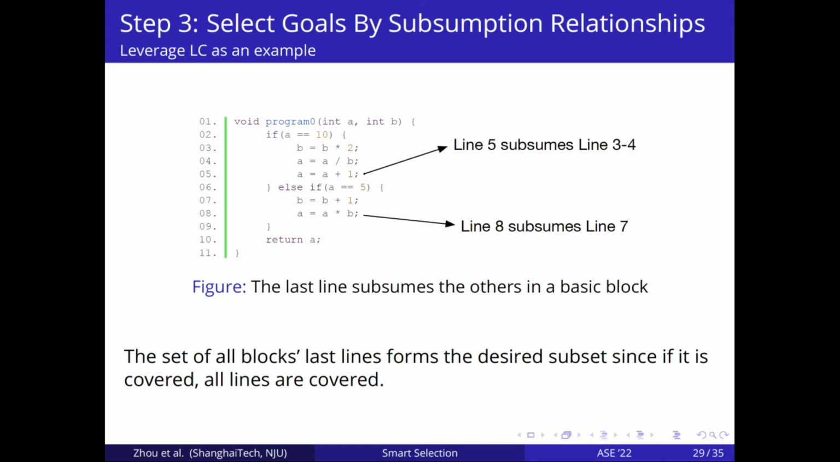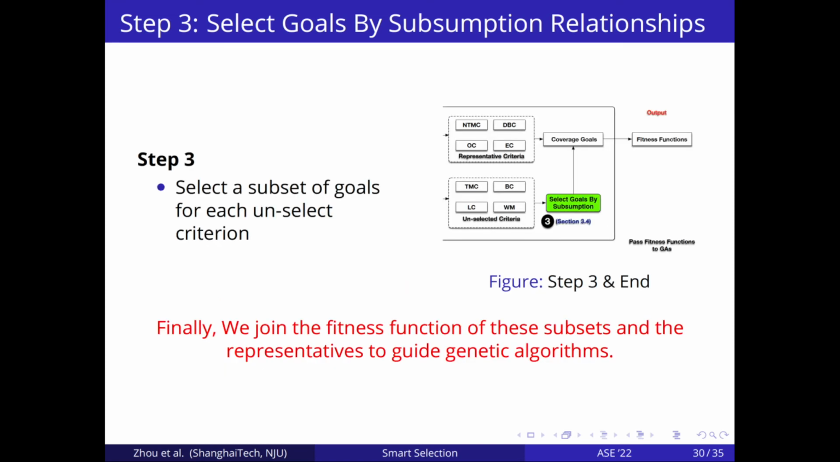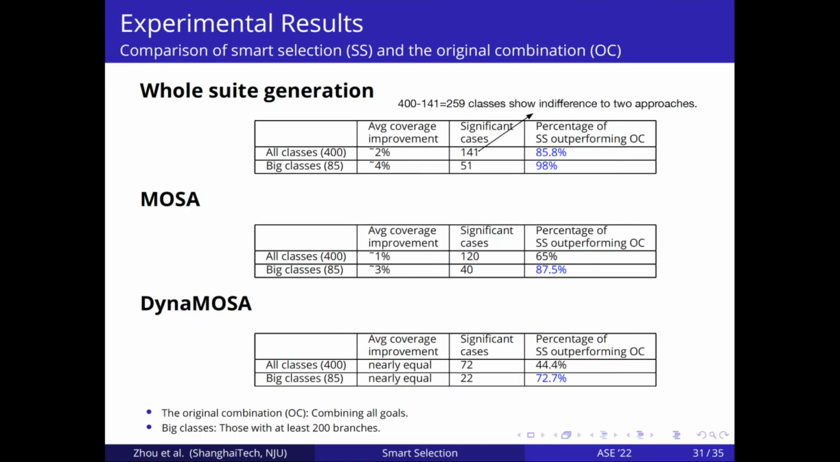Hence, if a test suite covers all basic blocks' last lines, it covers all lines. As a result, the set of last lines forms our desired subset. In conclusion, we select a subset of goals for each unselected criterion. Finally, we join the fitness functions of them and the representative criteria to get the fitness functions for genetic algorithms.